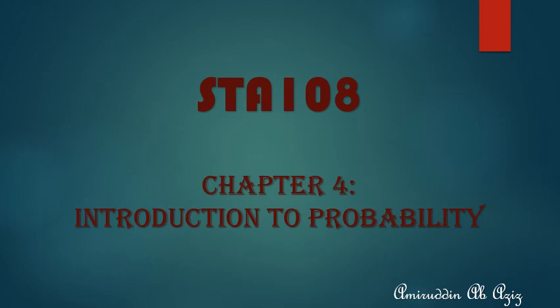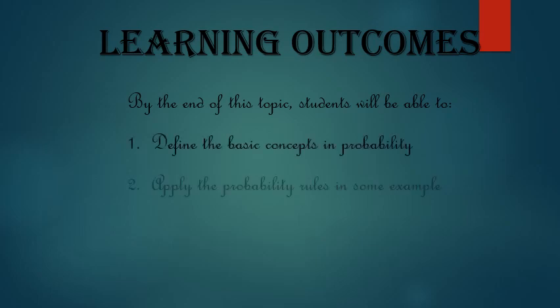So for this class, we go to Chapter 4, Introduction to Probability. For the learning outcome, by the end of this topic, students will be able to first define the basic concepts in probability. Second, you will be able to apply the probability rules in some examples. And last, explain and apply the Bayes theorem.